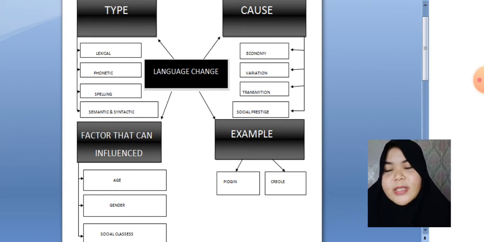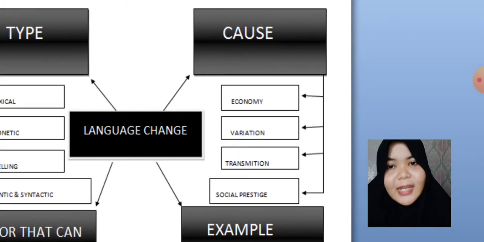So for example, if you are decreasing a word, that is what we call a language change. Language could be changing because language is a dynamic thing. So it could be changing by the time, not in a short time, but in some period it could be changed. So what causes language to change?